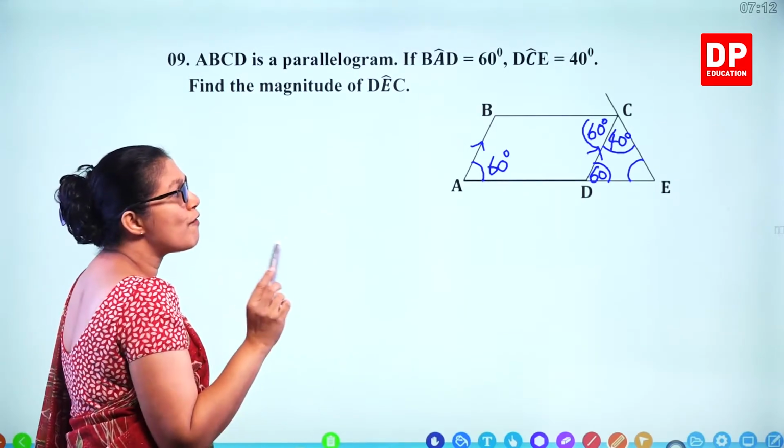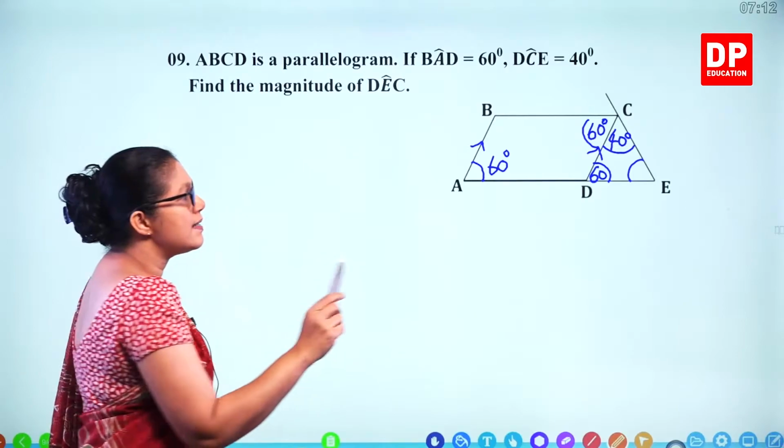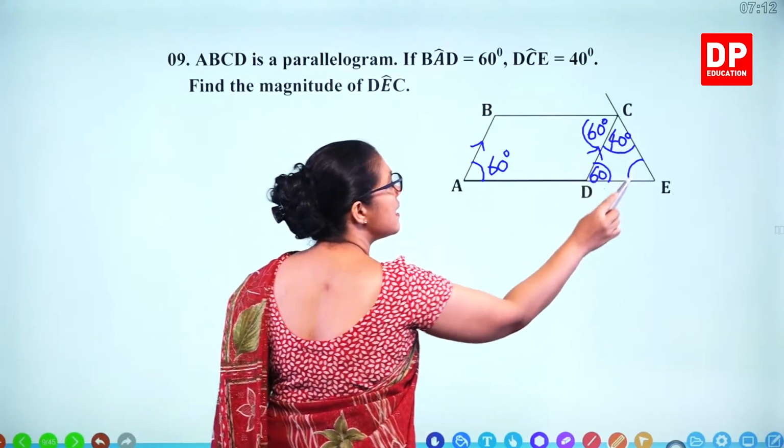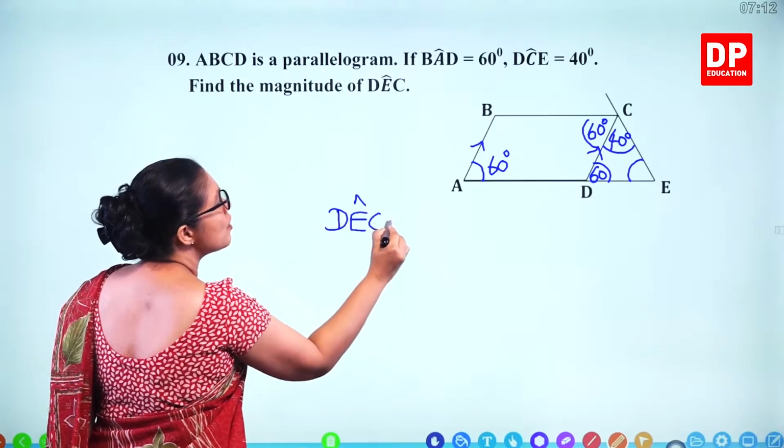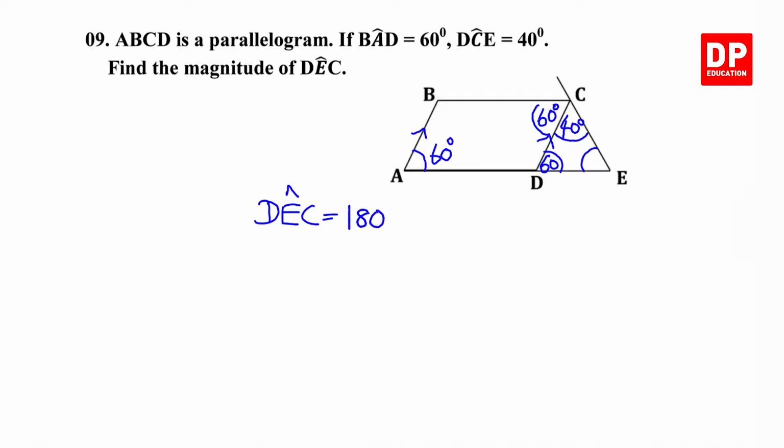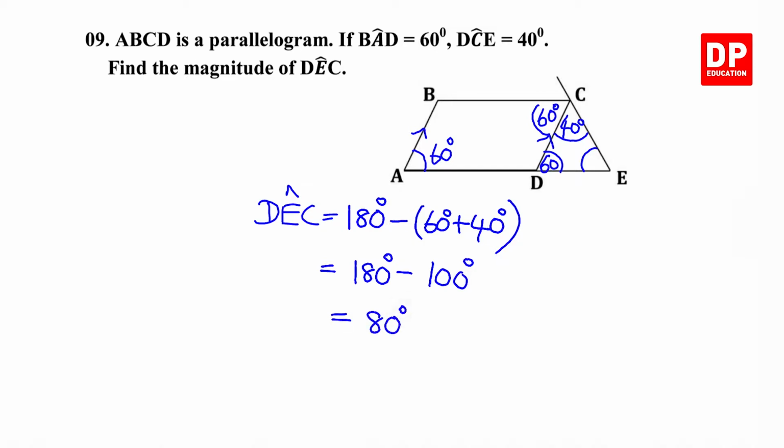The sum of angles in a triangle is equal to 180. So DEC is equal to 180 minus (60 plus 40). So what's the value? 60 plus 40 is 100, so you get 80 degrees. So that's 2 marks.